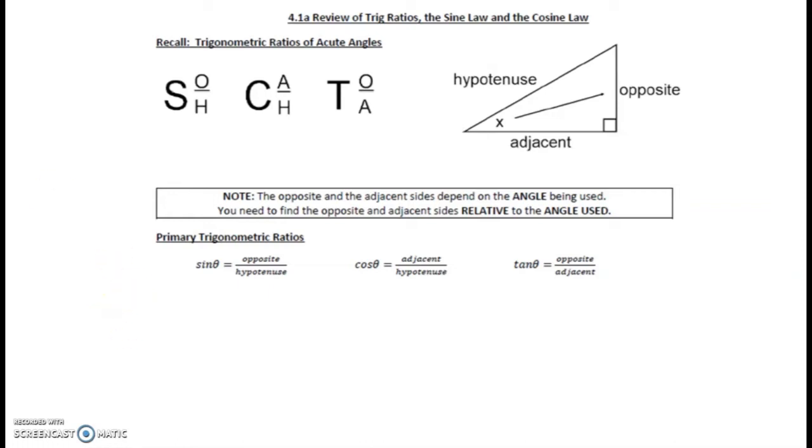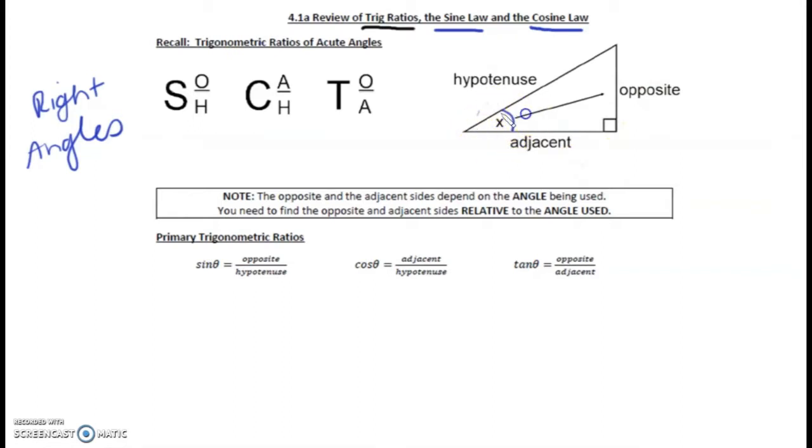So 4.1a, we're going to review trig ratios, which is SOHCAHTOA, the sine law and the cosine law. We're going to recall trigonometric ratios of acute angles, and this is specifically going to be right angles. We use SOHCAHTOA, and whatever angle we're talking about, we need to label the opposite and the adjacent relative to that angle.